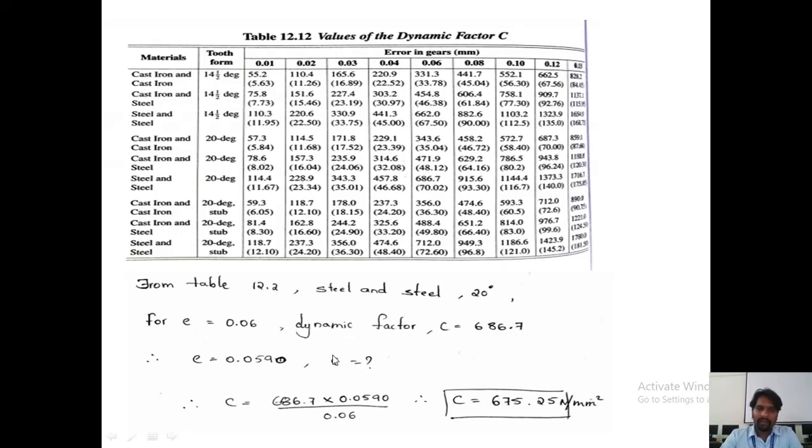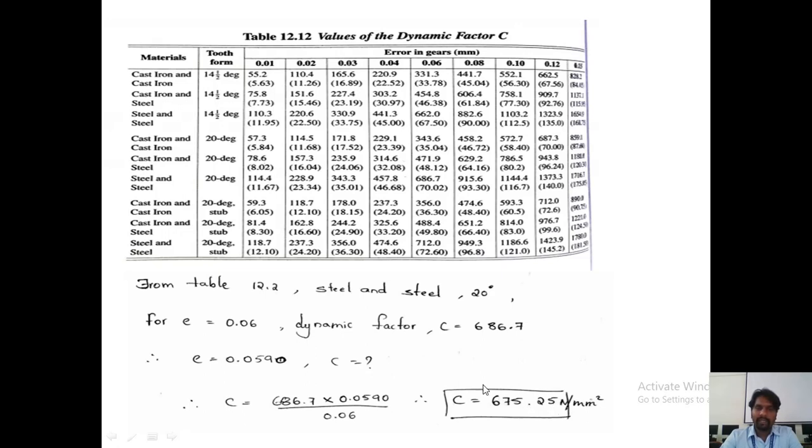Then what is the value of C for the actual error? Just do the cross multiplication: 0.06 into the required value of C, and 686.7 into 0.059. That is simple linear interpolation. So C is equal to 675.25 Newton per mm square.